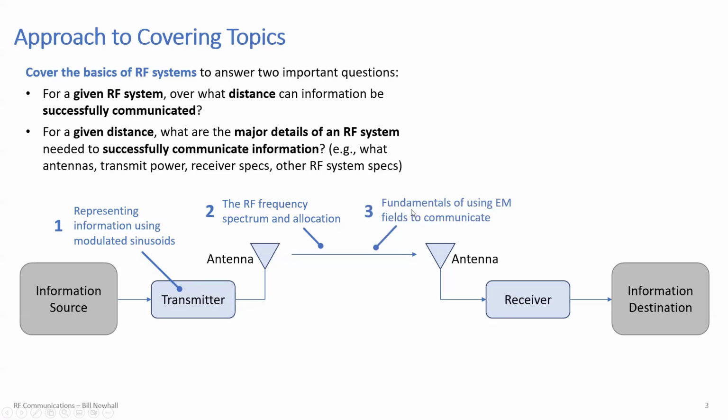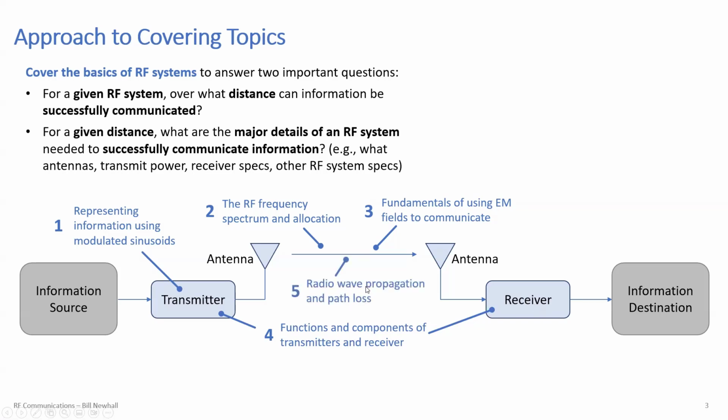We're going to talk about, third, the fundamentals of electromagnetics, the fundamentals of using EM fields to communicate. And then we're going to look at the hardware. We're going to talk about the functions and the components of transmitters and receivers. What do you need in these boxes here, the transmitter and the receiver, to make certain functions happen so that you can make the system work.